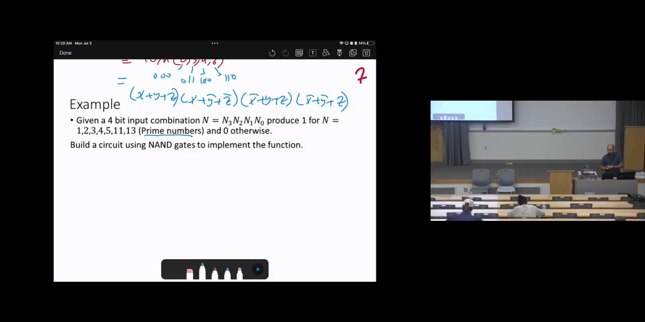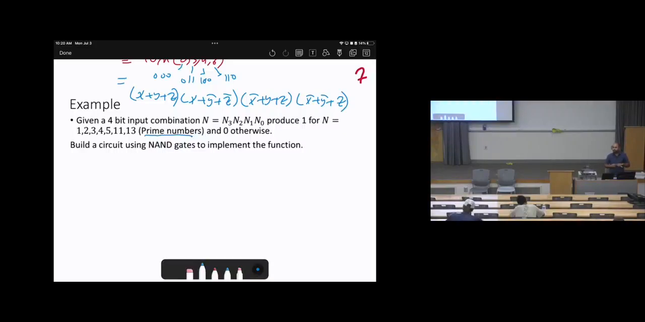So look at this one. Here it will give you an output if the input is a prime number. It looks like you are building a device like a prime number detector. When there is a prime number input, the light will be on. If there is no prime number, the light will be off, just like a detector. So the prime numbers are 1, 2, 4, 5, 6, 11, 13. Then here we have the combination N3, N2, N1, N0.